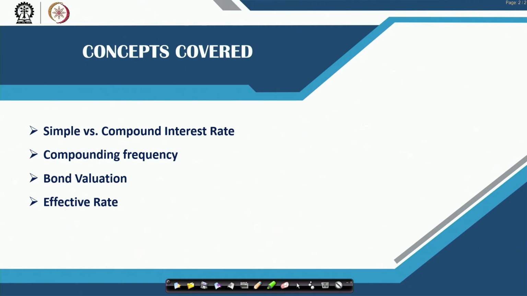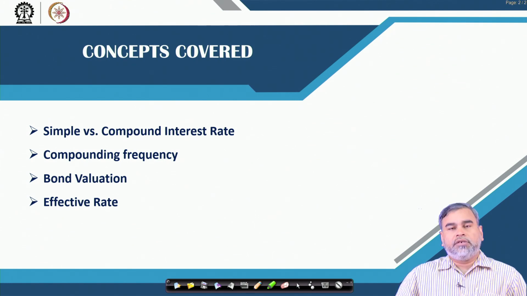These are the four concepts we are going to analyze today. One is the concept of simple and compound interest rate, and what we mean by compounding frequency. Compounding frequency means that if the payments are made at different frequencies in a particular year, then how that particular valuation is done.